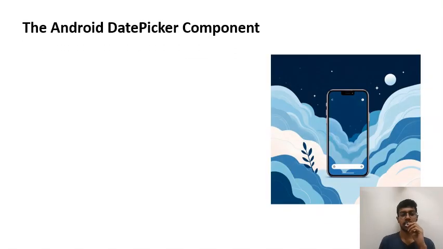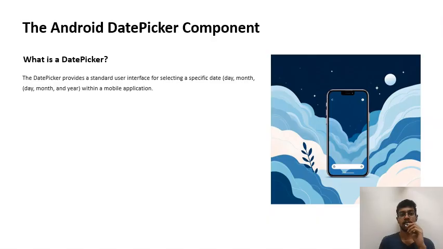Now we are seeing the Android date picker component. So, what is a date picker? At its core, a date picker is a pre-built UI component that allows users to select dates in a standardized, user-friendly way. It's essentially a visual calendar interface that pops up when your app needs date input, ensuring consistency and preventing errors that come with manual typing.